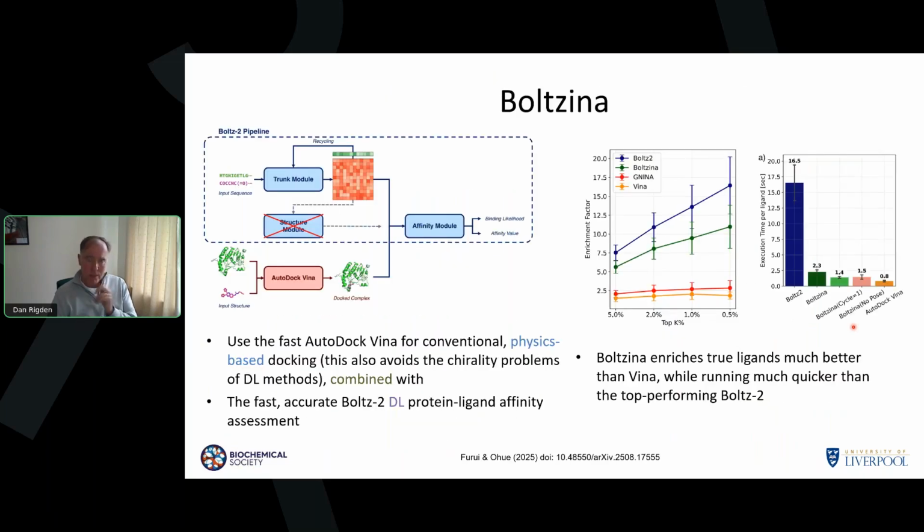And then just to mention another exercise with a cool name, Boltzina. This is a combination of Boltz and AutoDock Vina. What they do here is use the fast docking of Vina, combine it with the excellent affinity estimates of Boltz, hence Boltzina, and try and get the best of both worlds.